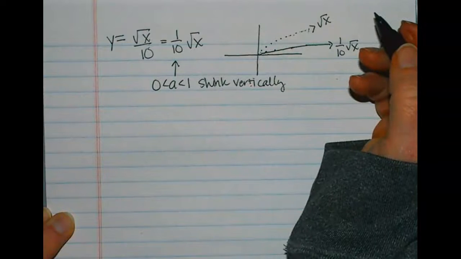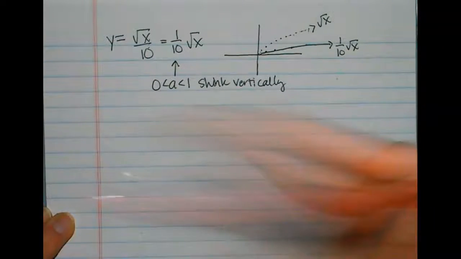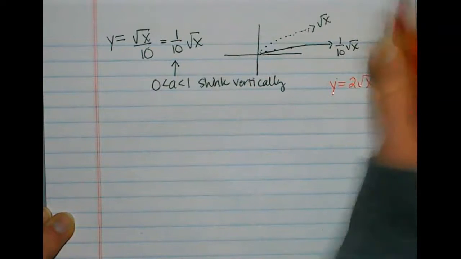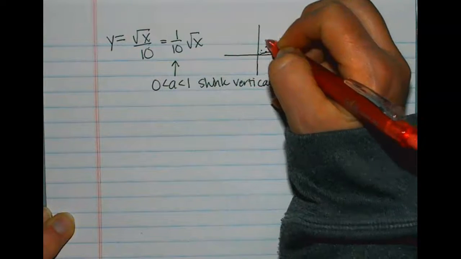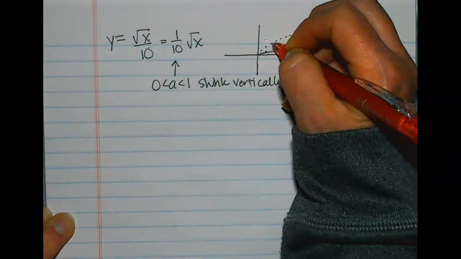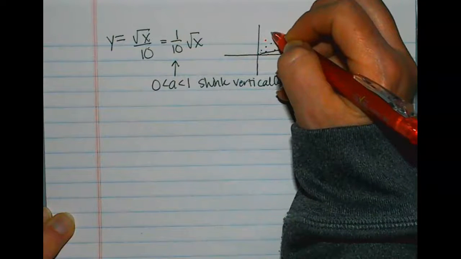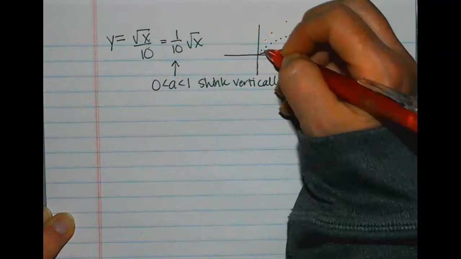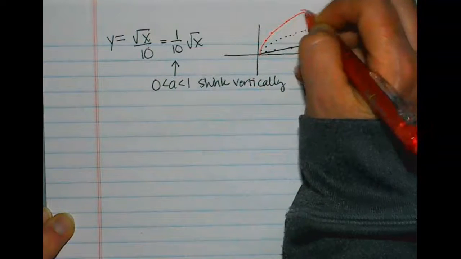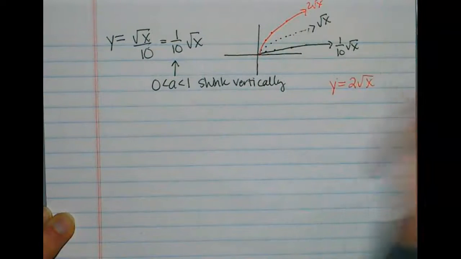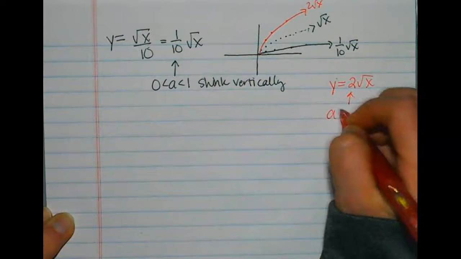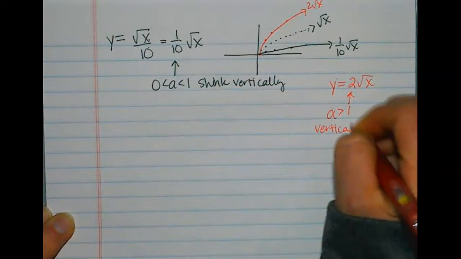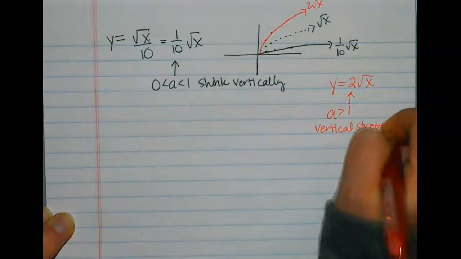If it was a bigger number, so if we had a pink graph on here, y equals 2 times the square root of x, it would take every value and double it. So this value is this far, I'm going to double it. This value is this far, I'm going to double it. So it is double the graph of the square root of x. So this would be A greater than 1, and it is a vertical stretch.